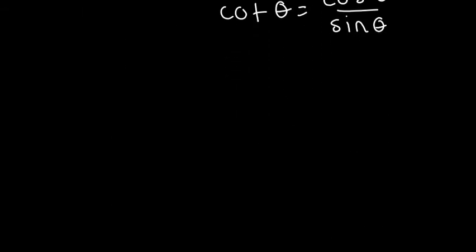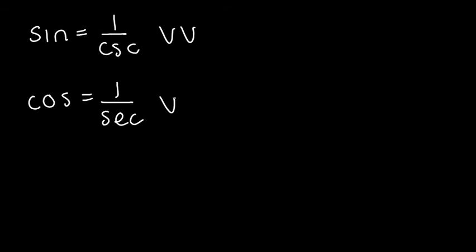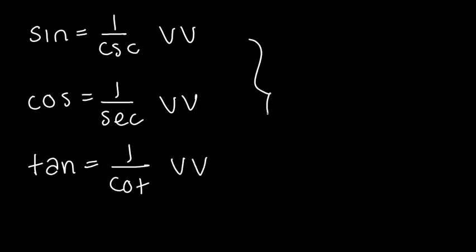Now we go to the reciprocal identities, that sine is 1 over cosecant and vice versa. And then we have cosine is 1 over secant, vice versa. And then we have tangent is equal to 1 over cotangent, and vice versa. So these are the reciprocal identities.